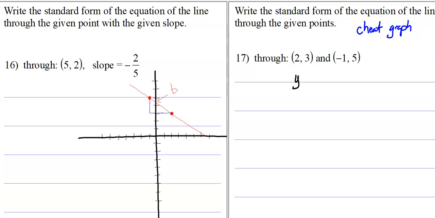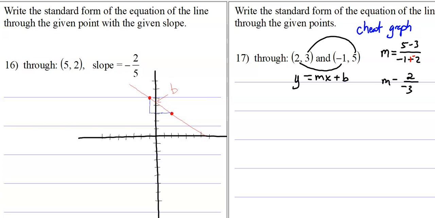Well, we need to start off in slope-intercept form. And I need m and I need b. So let's go for m. Let's go for the slope. It's y minus y over x minus x. And that's going to be 2 over, don't subtract, add the opposite. So 2 over negative 3. So my slope is negative 2/3. So y equals negative 2/3 x plus b.